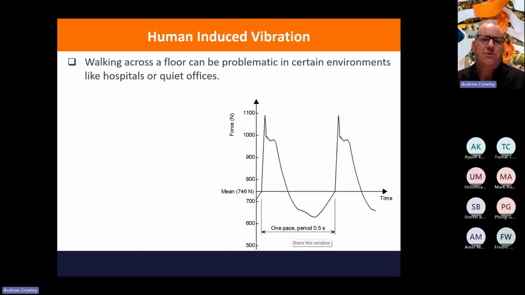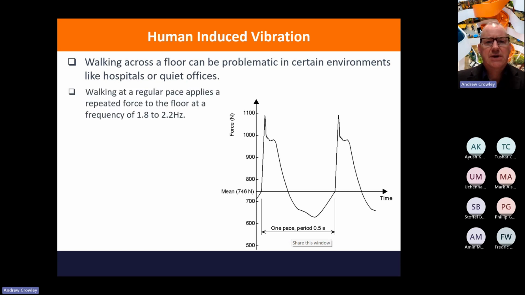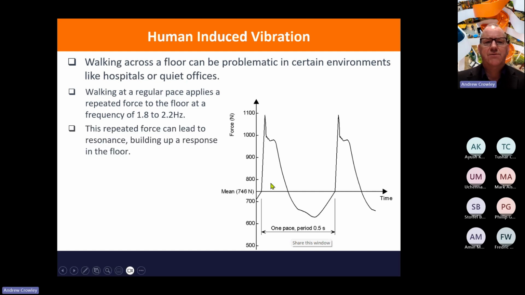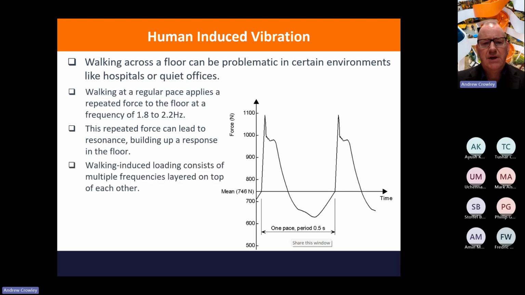Walking across a floor can be problematic in certain environments, particularly hospitals or quiet offices. Walking at a regular pace applies a repeated force to the floor at a frequency of about 1.8 to 2.2 hertz. This repeated force can lead to resonance, building up a response in the floor. However, walking-induced loading consists of multiple frequencies laid on top of each other, so it's not just one.